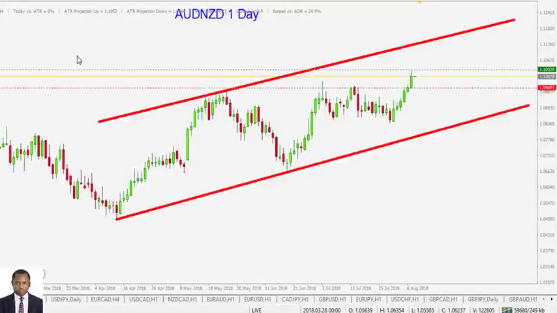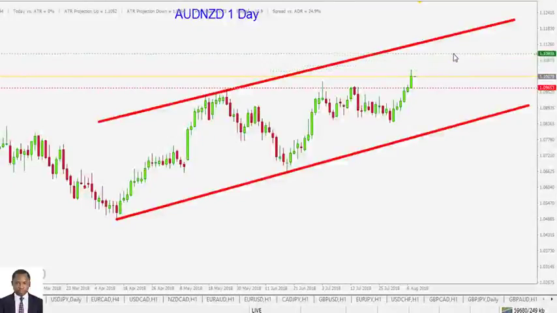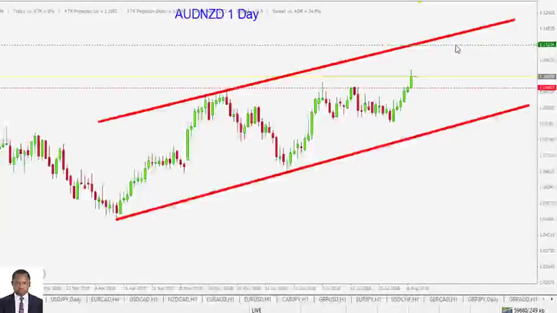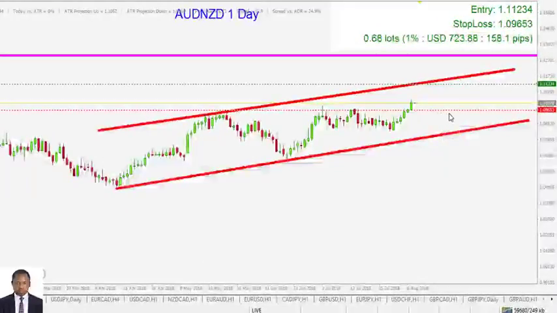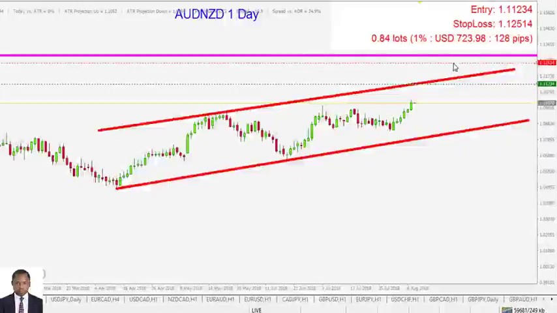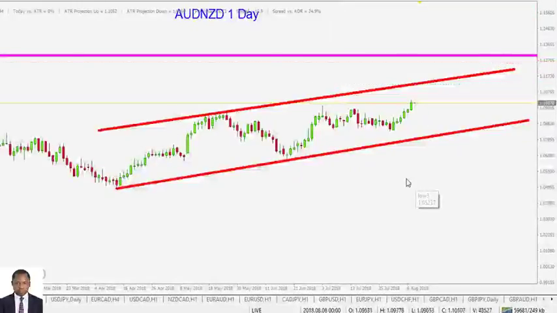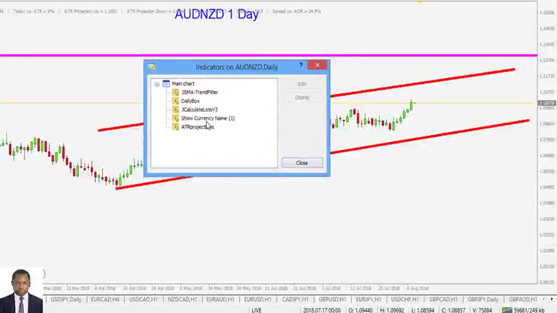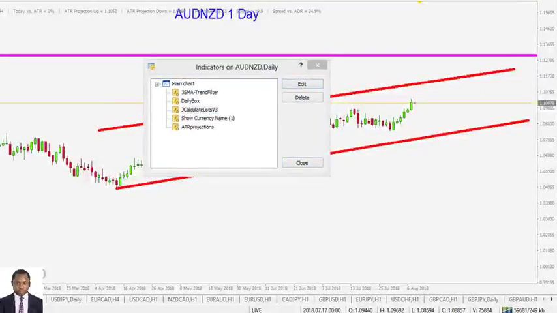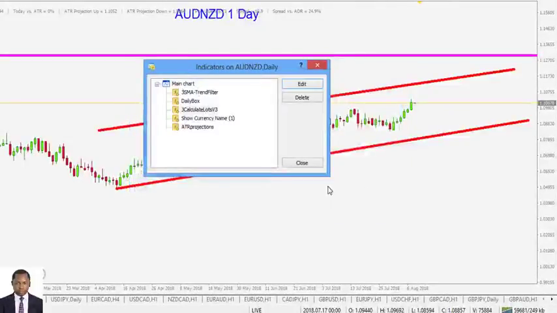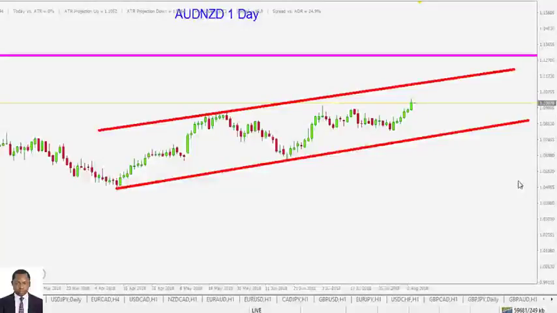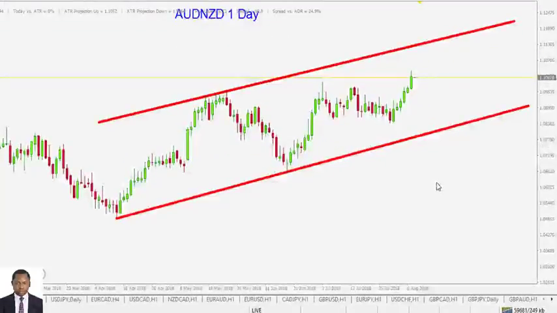Okay, let me bring in my lot size calculator. I am proposing my entry somewhere around in here, very close to the red line. My stop loss should be above the red line. I don't want to risk 1%, I want to risk 2%. So let me edit my lot size calculator. Let me edit that to 2%. Pending orders work best in this type of market condition.